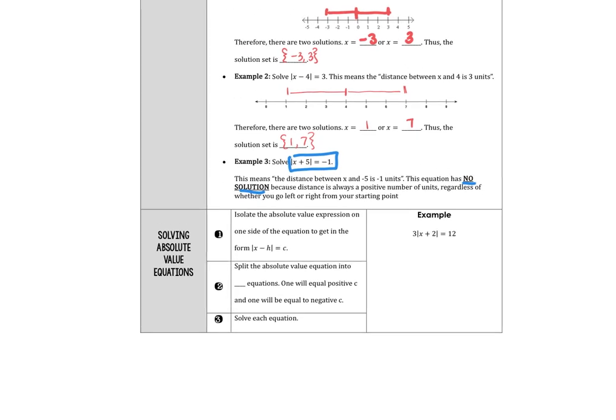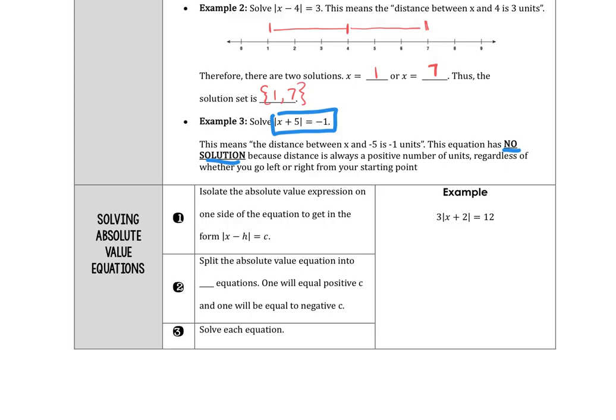So now that we've done a little bit of review of what that is, we're just going to review how to solve absolute value equations. So I've given you guys your 3 steps here, and then an example problem on the right that we will work through as we go through each step.